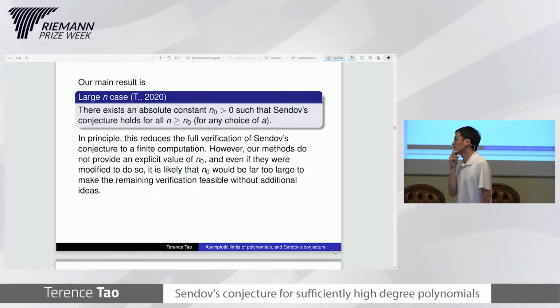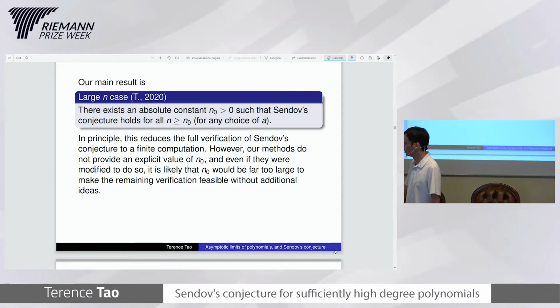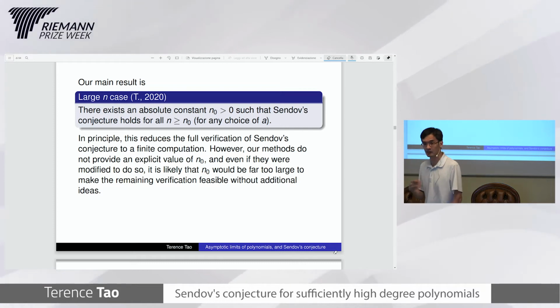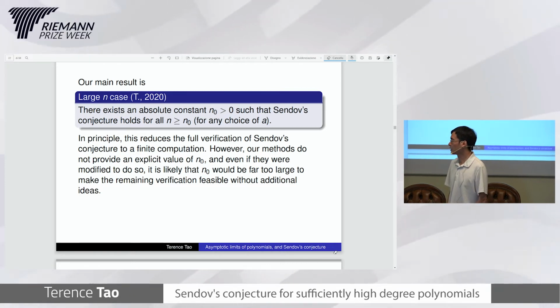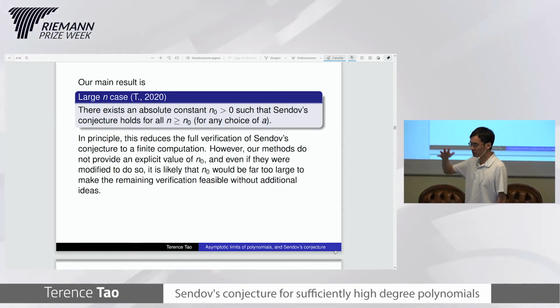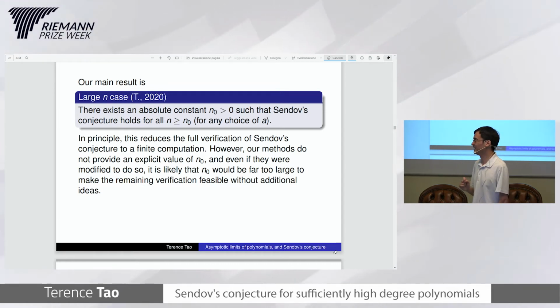Okay, so what I was able to prove last year is that you can actually fill in these gaps, and there is some threshold degree above which the conjecture is true for all choices of a. So there's some absolute constant n naught such that if the degree is big enough, then the conjecture is true. That proves all the high degree cases of Sendov's conjecture. There's only a finite number of remaining cases to check, so in principle, this problem is now decidable.